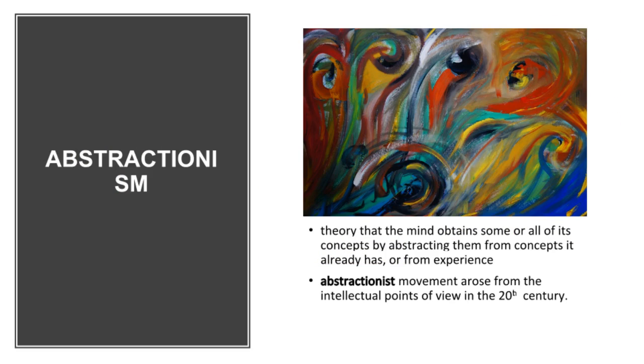Abstractionism is the theory that the mind obtains some or all of its concepts by abstracting them from concepts it already has, or from experience. The abstractionist movement arose from the intellectual points of view in the 20th century.